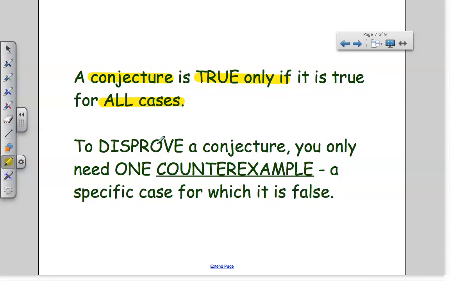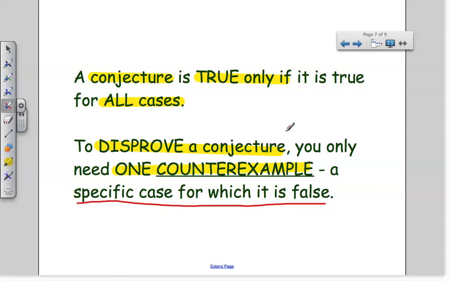With that being said, if you're told to show that a conjecture is false, or if you're told to disprove a conjecture, all you need is just one counterexample. Now, I underline counterexample because the definition's here. A counterexample is a specific case for which it's false. If I'm told to show that something is not true, if this conjecture is false, all I have to do is give one single example, say, you know what, it wasn't true for this example, therefore it's not true, because to be true, it'd have to be true for everything.